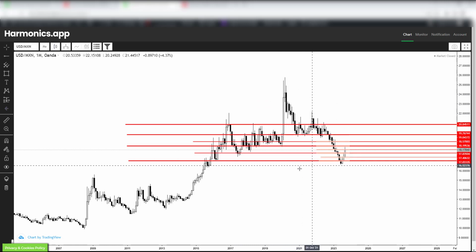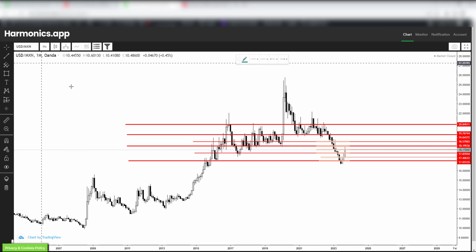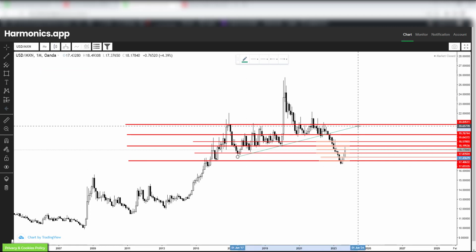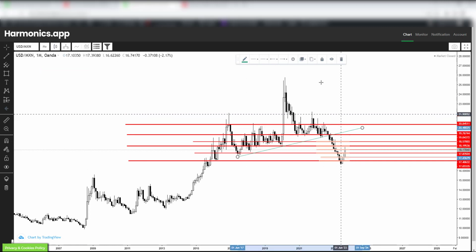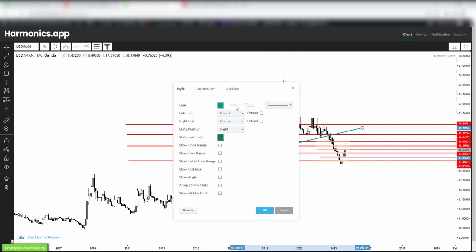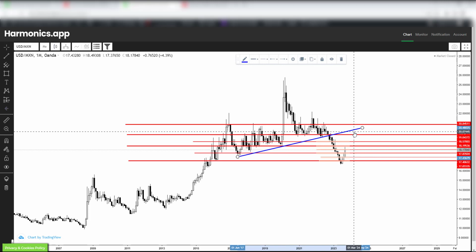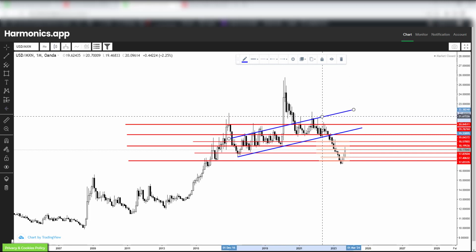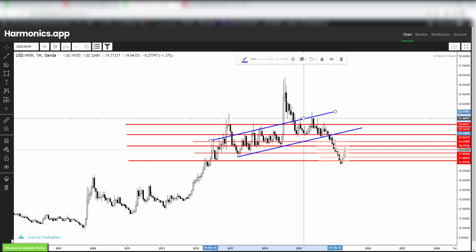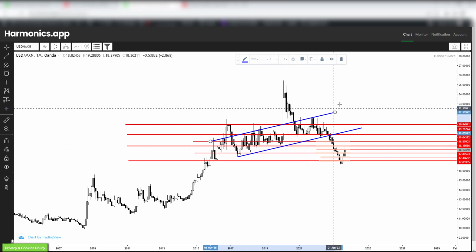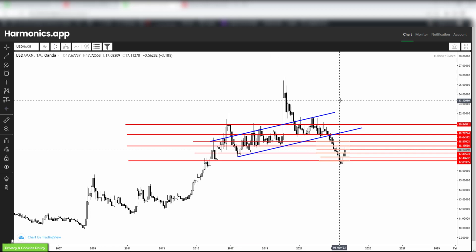We have here one trend line. Let's put this one here like this. I will set the thickness to one and the blue color, which is for the trend lines. Then I will copy this one and put it on the upside to see how this trend line looks. And here it is.